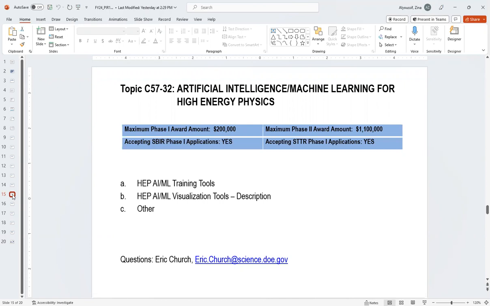So this is new. We had an AI ML topic last year, but it was focused on accelerator modeling and accelerator controls. This year, we're focusing on data for high energy physics. The motivation is to develop tools that enable high energy physics researchers to more rapidly develop and study machine learning models. So HEP has unique technical challenges that impact the development of AI ML applications, and we seek development of software tools that address those challenges for a broad class of HEP data problems.